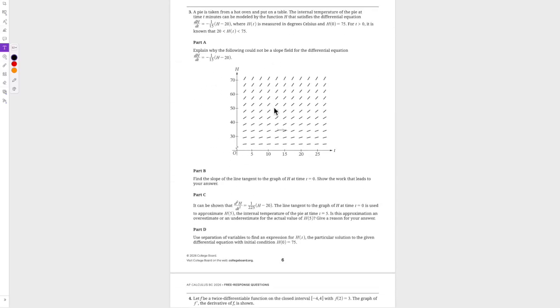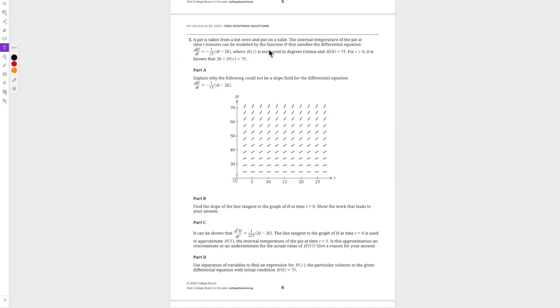On to question 3. A pie is taken from a hot oven and put on a table, and we have the internal temperature of the pie t minutes after it was taken out, modeled by some function h that satisfies this differential equation, where h of t is measured in degrees Celsius and h of 0 is 75. And we know that for all times above 0, the temperature is always above 20 and below 75 degrees Celsius. Now part A.